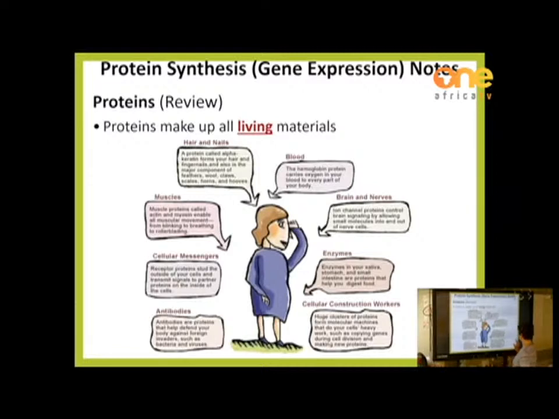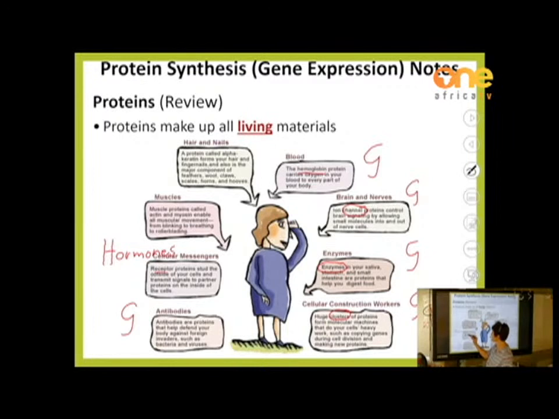And just to help us to remember, let's add hemoglobin, globular protein. So it's a spherical shape. The channel proteins, globular. Enzymes, globular protein. Clusters, globular protein. Antibodies or immunoglobulins, globular proteins. The hormones and the receptor proteins outside the cell membrane, globular proteins.